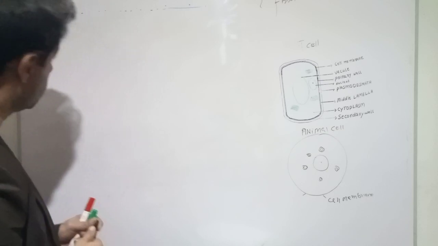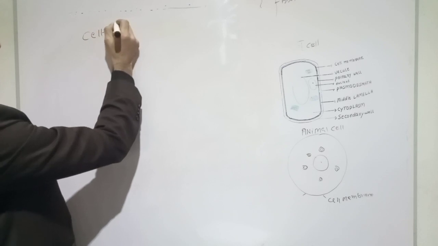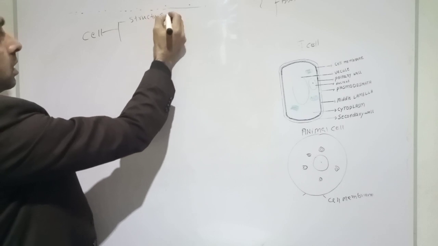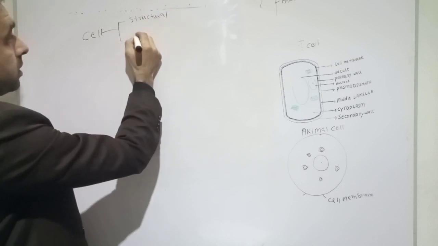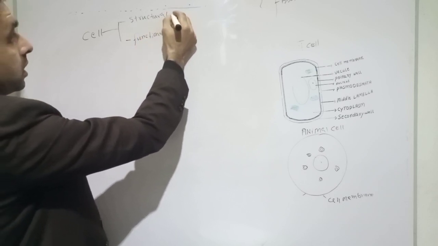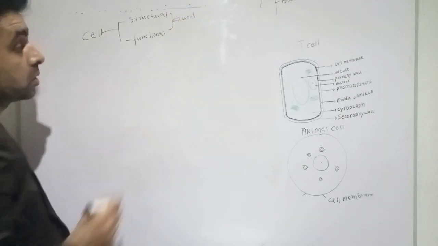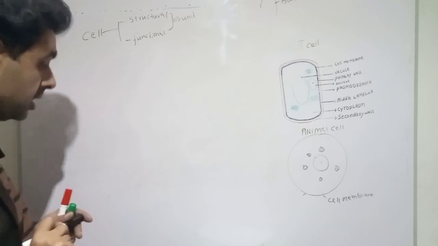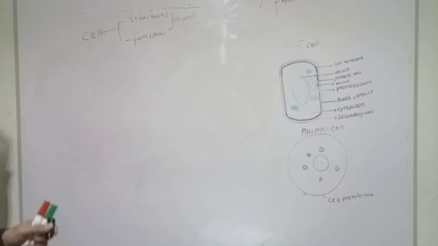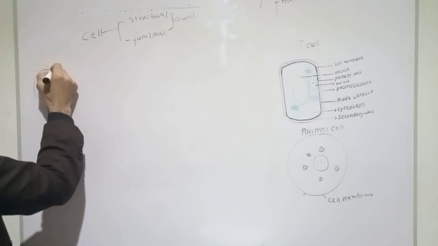We have already discussed that the cell is a structural and functional unit. Now how? Today I will prove it practically. Not practically, but I will write it, and inshallah you will understand it. Let's start. Cell. It is a cell.